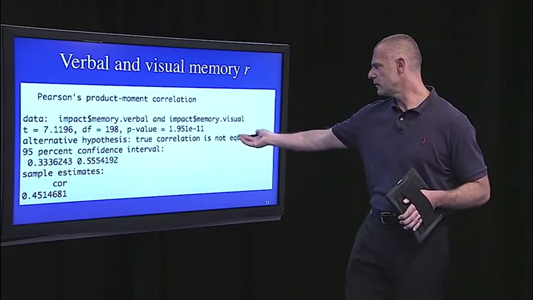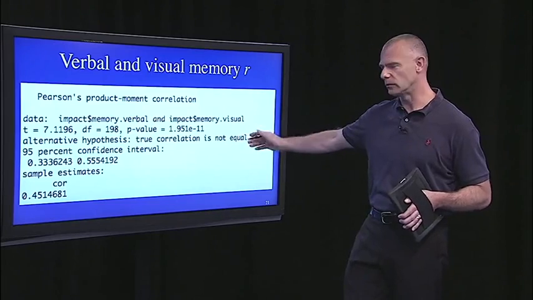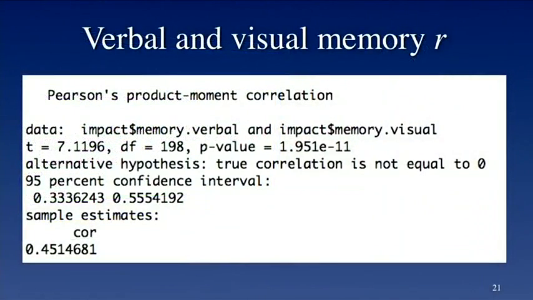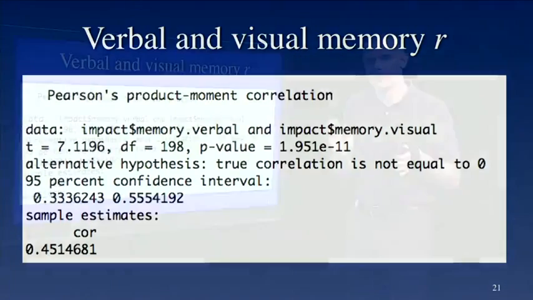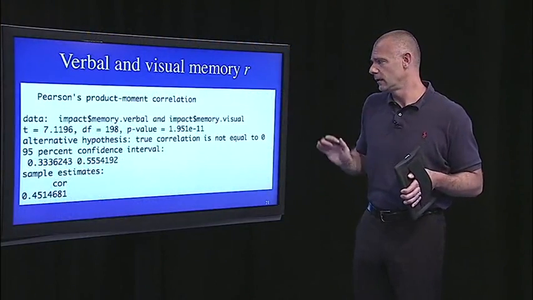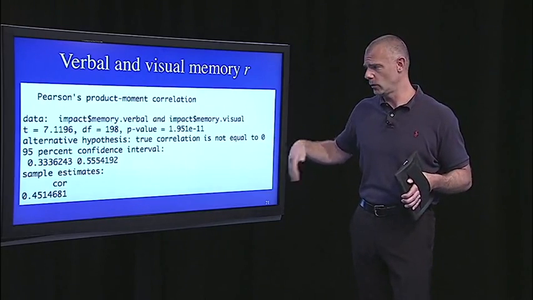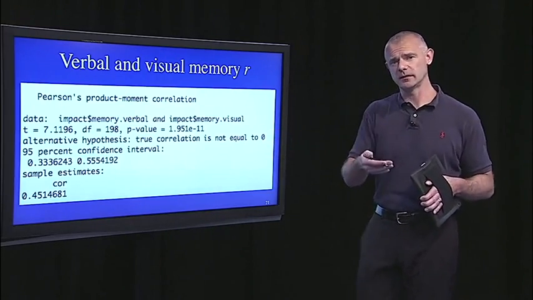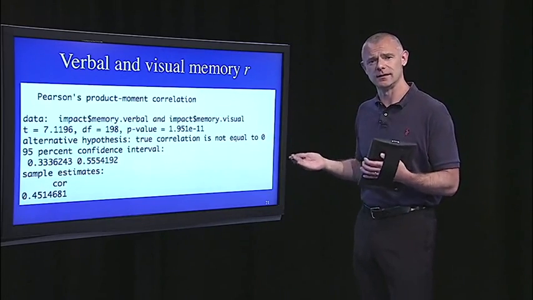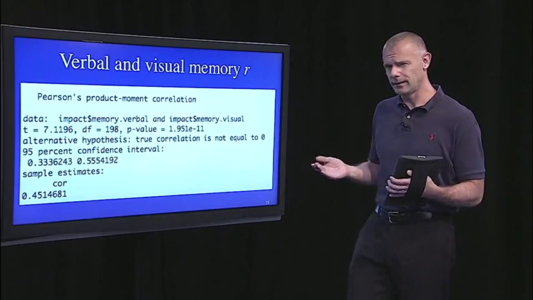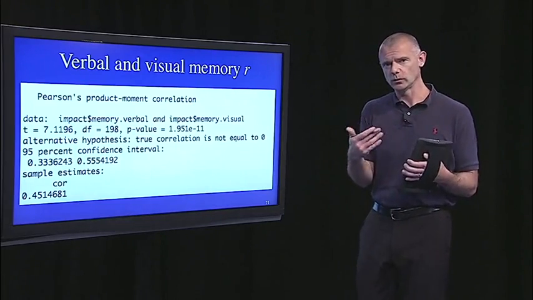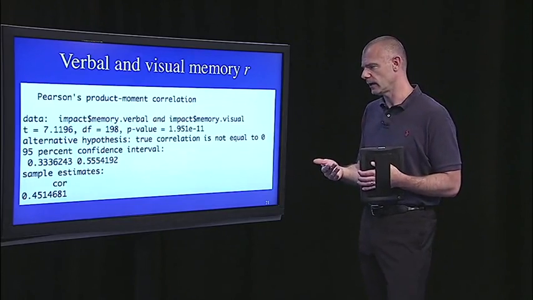R gives you a p-value, shown out here to 11 significant digits. That means the probability of getting this correlation of 0.45, given the assumption that there's no relationship, that's null hypothesis significance testing, the probability of that happening is really, really low. It's really unlikely. So what this means is we could reject the null hypothesis and say that this is a statistically significant correlation. A lot of people don't like that approach, and we'll talk about why in later lectures.